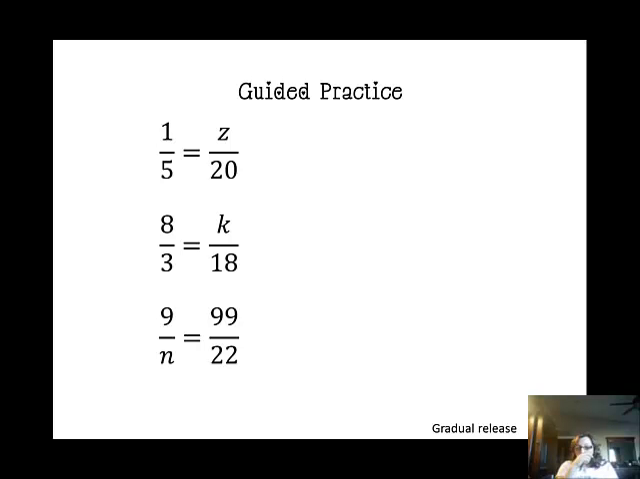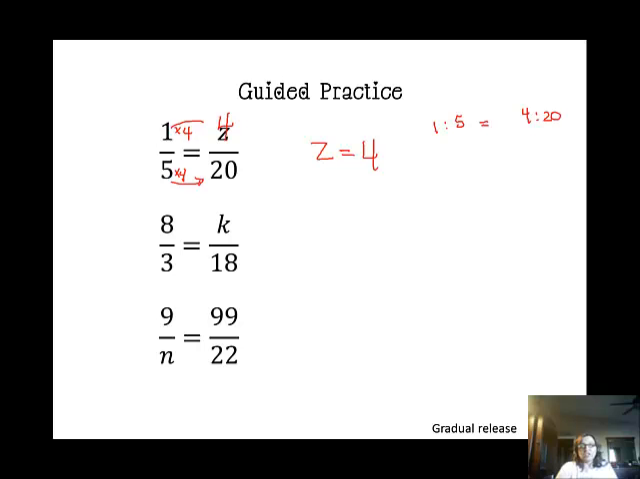All right, so we can try and do a couple. So we're looking at 1 over 5, and we're trying to find the equivalent ratio. So we're solving for z. We can see that 5 times 4 is 20. So if we multiply the top, 1 times 4 is 4. So we know that z is equal to 4. So we're saying 1 to 5 is equivalent to 4 to 20.